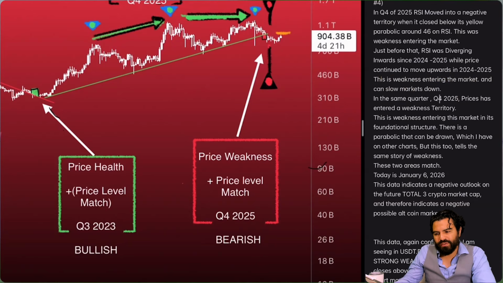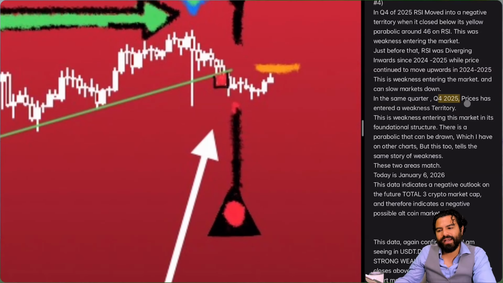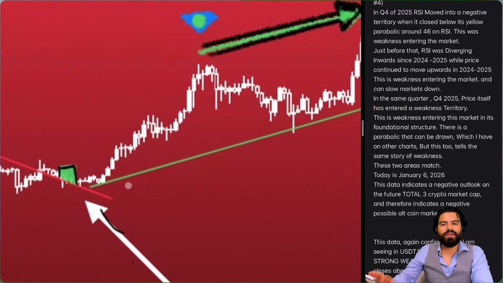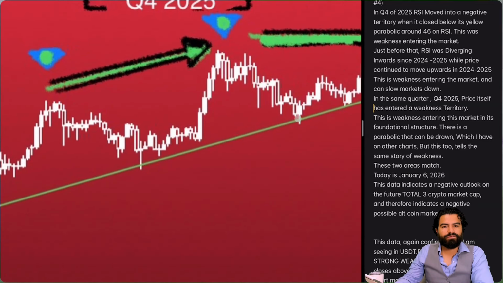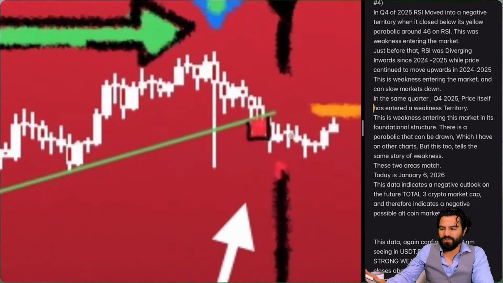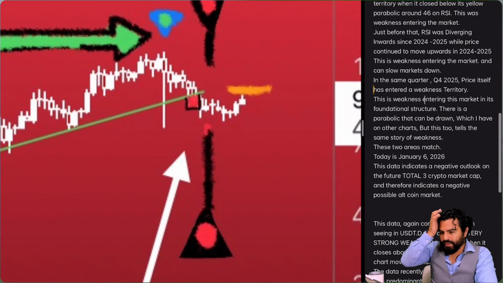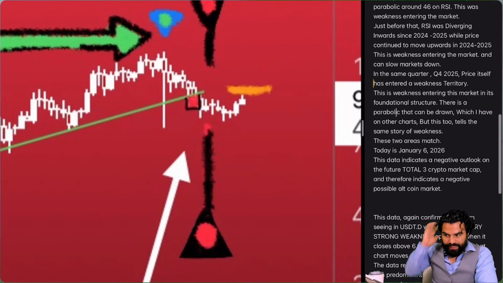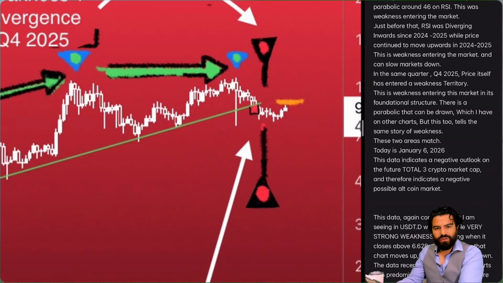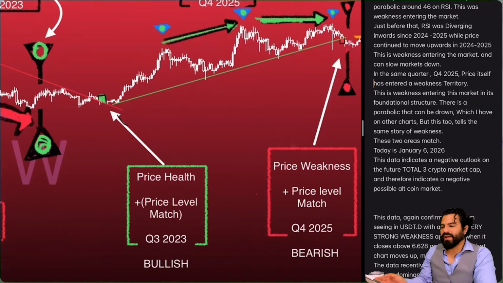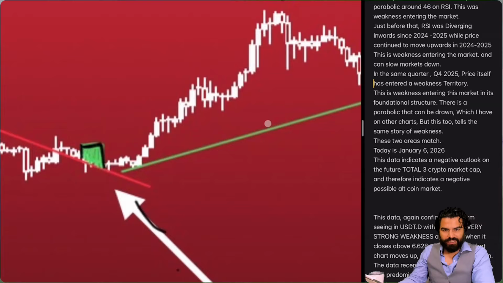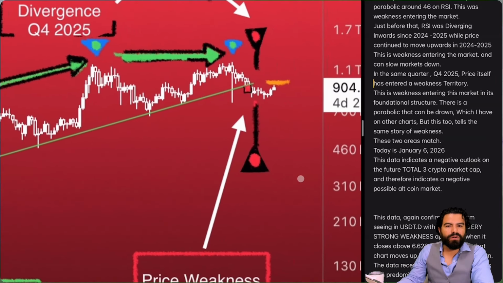In the same quarter of 2025, Q4, price itself has entered into a weakness territory. So this is going to be made up of 1, 2, 3, 4, 5 areas, and now we are in this weakness. So this weakness triggers also in Q4. Now, this is the weakness structure in its foundational structure. What I mean by foundational structure, for those who are new to our community, is that you're going to be looking primarily at how the move started. Now, you could say we started flat. Yes, that's true. It's flat. You guys can draw that. It's going to be somewhere much, much lower.